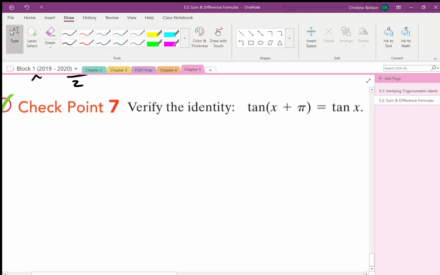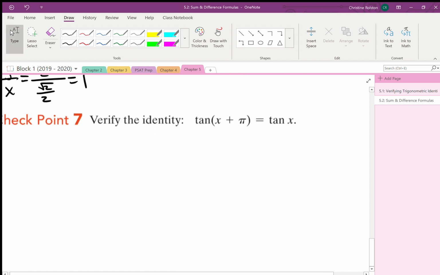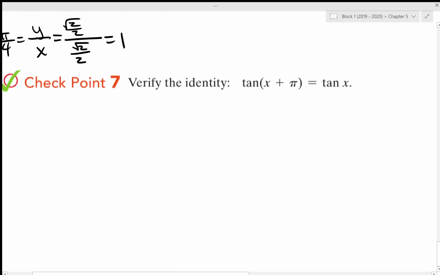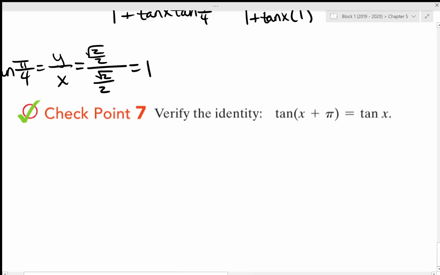Now, I want you to pause and try this one out on your own. Okay, so this is the last one, which makes me very happy, so that hopefully I don't have any more distractions and it won't take you guys the whole block to watch this. So, verify the identity: tangent of x plus pi equals tan x. So, obviously I'm going to work with the side over here.